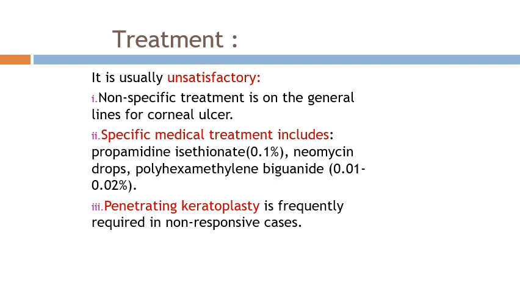Nowadays one more microscopy is confocal microscopy, in which you can also make out cysts in the corneal region. Coming to the treatment part, you have non-specific treatment and the specific mode of treatment. The non-specific treatment is using homatropine or atropine for relaxation of the ciliary muscle, using a lot of tear drops, then using dark goggles, and using painkillers like NSAIDs. The specific treatment is propamidine isethionate, neomycin drops and PHMB, that is polyhexamethylene biguanide.